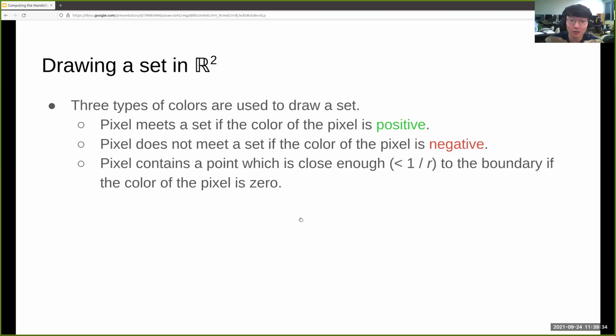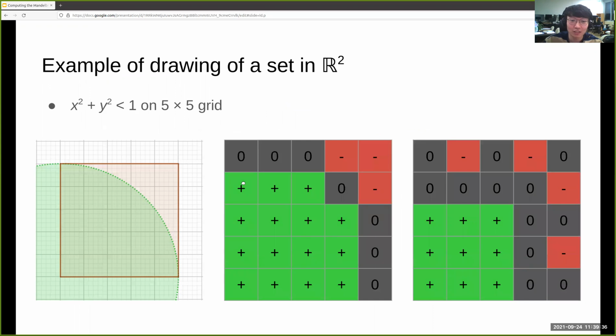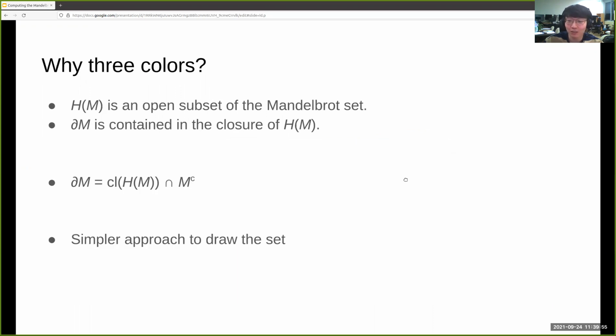Now I will go straight to the examples, and it will be easy to see that these two drawings are actually the drawing of x squared plus y squared is less than 1. Okay. Why are we going to use 3 colors instead of 2?